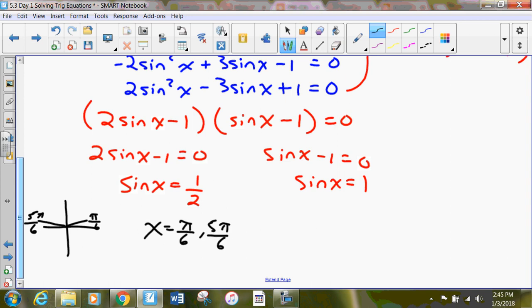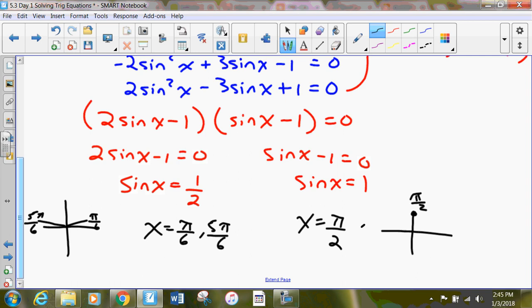And then over here, where is sine equal to 1? Well, sine is equal to 1 right here, right? This is (0, 1), and that is at pi over 2. Sine is not equal to 1 anywhere else in the interval from 0 to 2 pi.